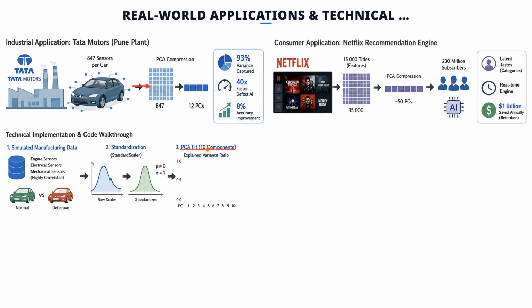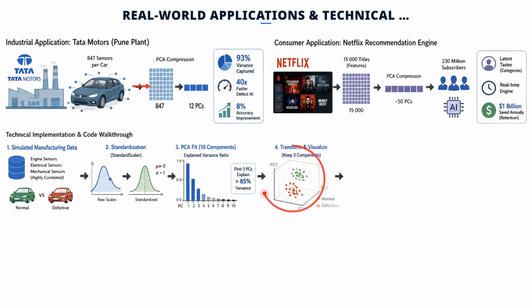In our simulation, the first 3 components explained over 85% of the variance. After determining the optimal number of components, we project the data down to 3 dimensions. Looking at this 3D scatter plot, even though the data is compressed, the normal and defective cars remain clearly separated. Finally, we examine the loadings or contributions.